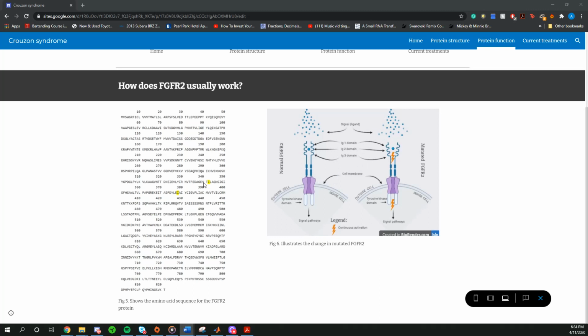But because of this change here, it causes a conformational change in this Ig3 domain, which means that this ligand consistently activates this tyrosine kinase domain, which causes the intracellular pathways to be constantly activated. This leads to extended proliferation or extended cell death for an exceeded amount of time that is not required.